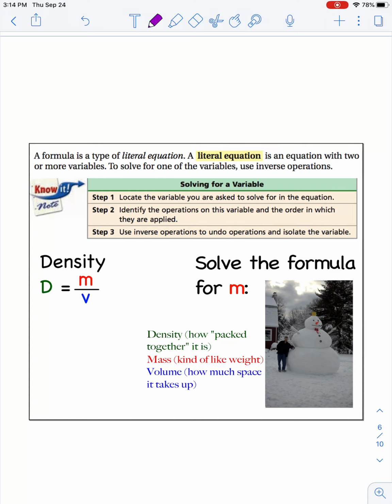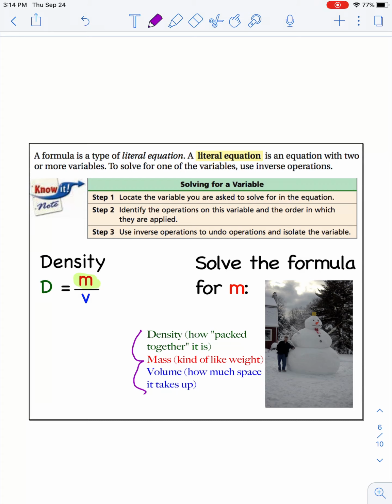So for example, we have this formula for density. Density equals mass divided by volume. And if you don't know what that means, it's a formula that's used quite a bit in science, and here's some explanations of that right here, okay? But I'm just going to move on. We want to solve that for m. So we want to solve this. We're identifying the variable we want to solve for.